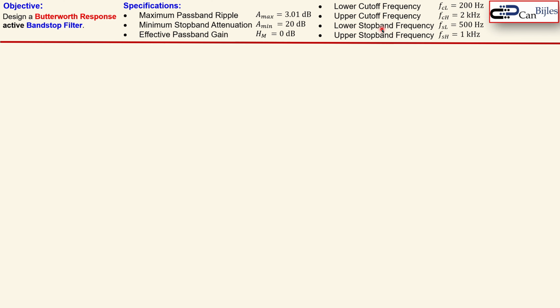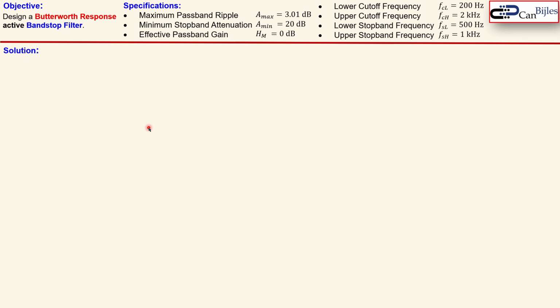In addition, we see here the lower stop band frequency, 500 Hz, and also the upper stop band frequency of 1 kHz. At these two frequencies, we need to have an attenuation of at least 20 dB. That's actually the meaning of these specifications. Okay, now we have discussed already briefly what we need to do.